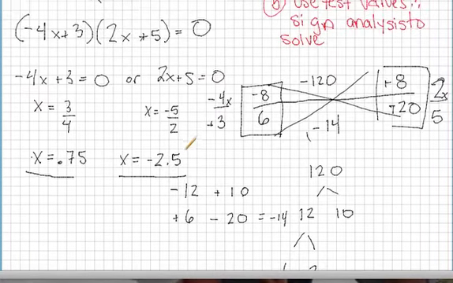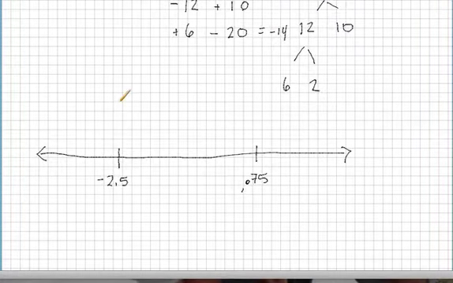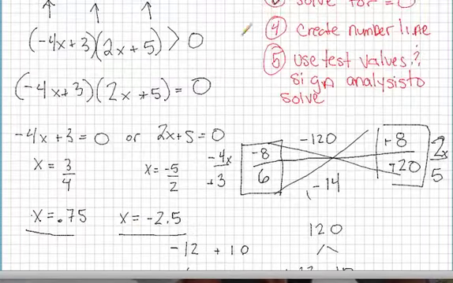Then, to figure out what type of line I'm going to be putting through those points, I'm going to look at my original inequality. If it's just a greater than, I'm going to be putting a dotted line. If this were a greater than or equal to, I'd be putting a solid line. This is just to note to myself that I'm not going to include these particular points in the final answer. That's step number 4.